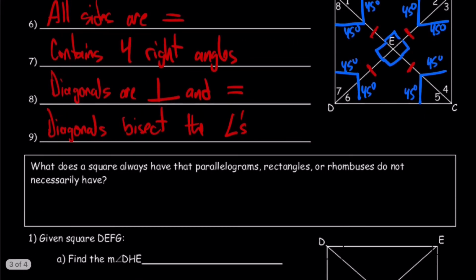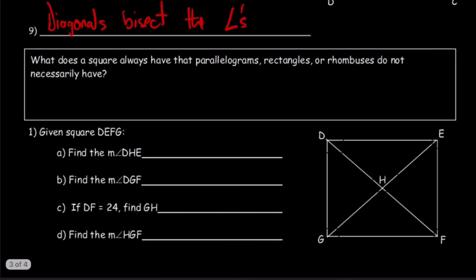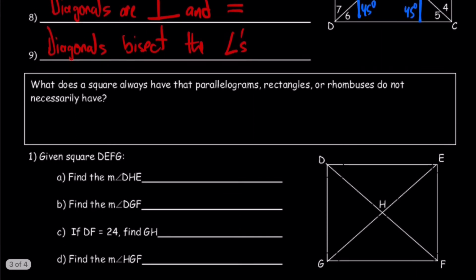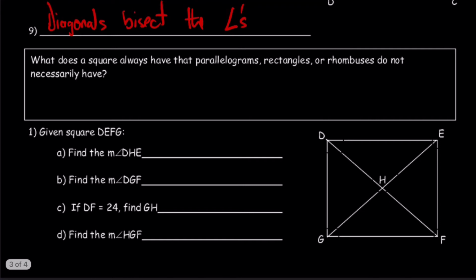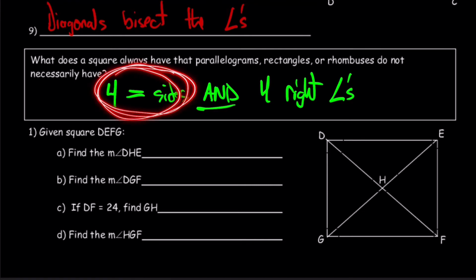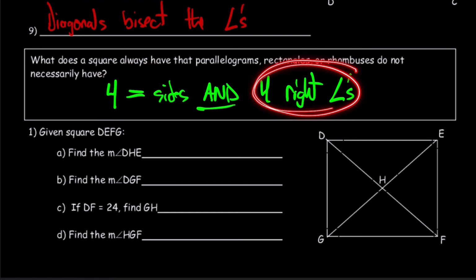Okay. So what does a square always have that parallelograms, rectangles, or rhombuses do not necessarily have? Well, basically all these properties in red that we added, but what I want you to focus on, 4 equal sides and 4 right angles. So if you just have 4 equal sides, you're a rhombus. If you just have 4 right angles, you're a rectangle. When you have both, you're a square. Okay.